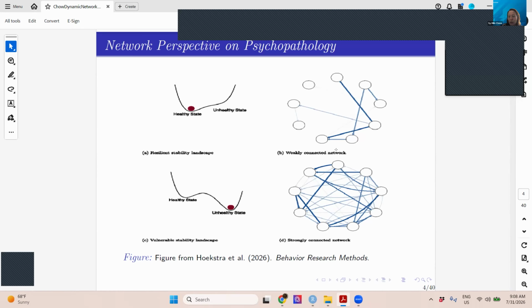And another interesting characteristic that we may be interested in is how densely connected the network nodes are. So these different circles are the nodes of a network, and the paths are edges connecting the nodes.